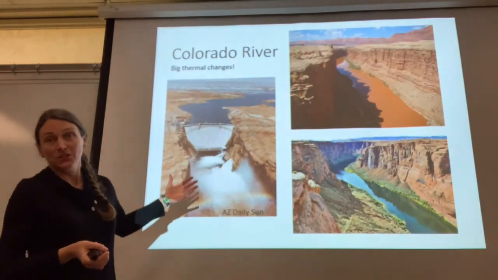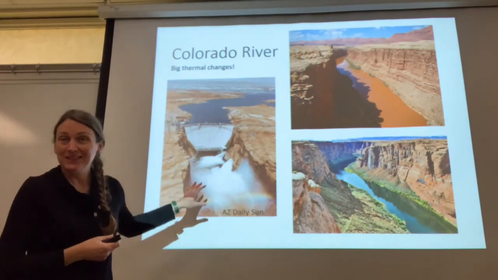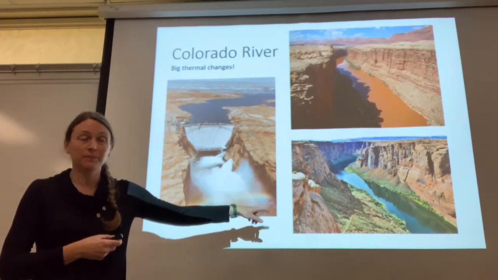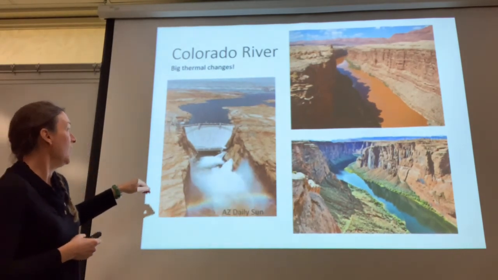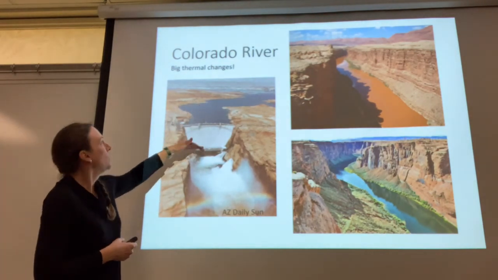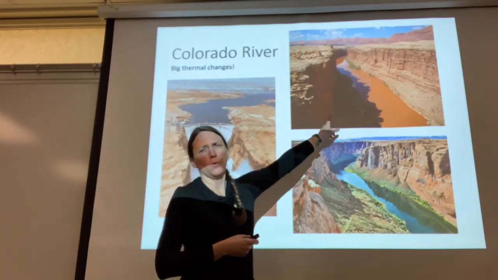And then here's a picture of the Colorado River, one of my favorite places on earth. I usually get to go down the river once a year as the ecologist on the Grand Canyon rafting trip. We'll see if it happens this year or not. But this is Glen Canyon Dam. This is Lake Powell behind it. Really deep, cold water in a system that's used to getting warm, muddy water.